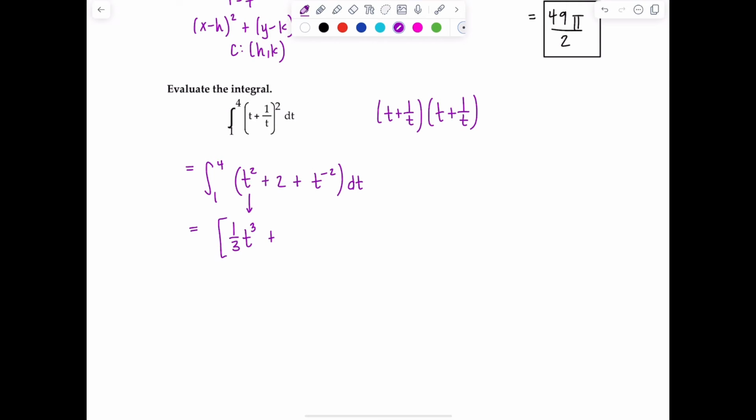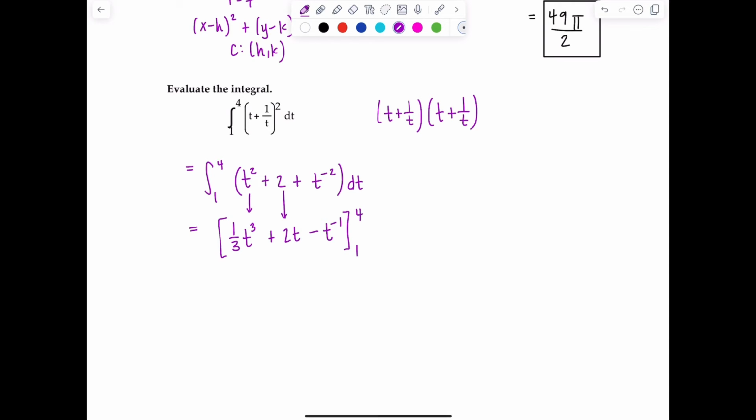Plus, if there is no variable, then you just add 1. It's as if there's t to the 0, so you're going to make it t to the first, okay? So anytime there's a constant, you just add a variable. And then t to the negative second. Let's think. If you add 1, you'll have t to the negative first. And then if I divide by the new exponent, I'm dividing by a negative. So I'll just put a minus sign out front there.